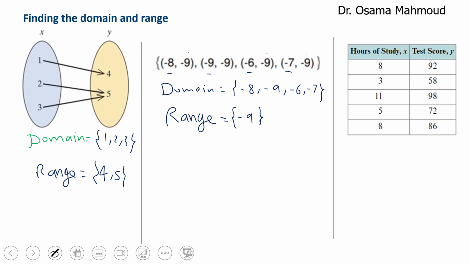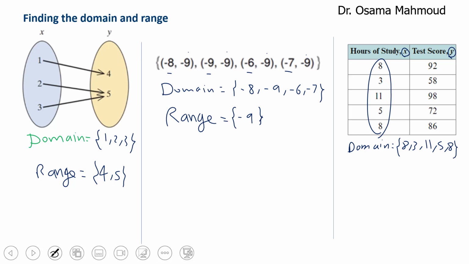Sometimes they give you the ordered pairs as a table, right? Hours of studies, he called it the independent variable x, and the test score he called the dependent variable y, or the function of x, right? So the domain is still the elements of the independent variable here. So the domain is 8, 3, 11, 5, 8.